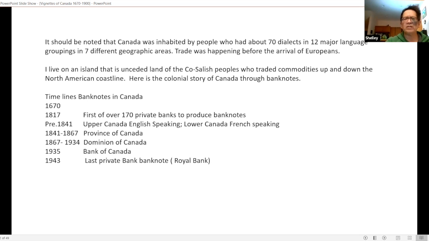I live on an island that is unceded land of the Coast Salish people, who traded commodities up and down the North American coastline. But here's the colonial story of Canada through banknotes.